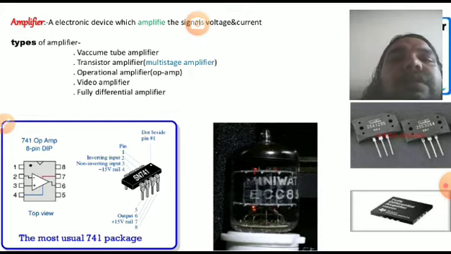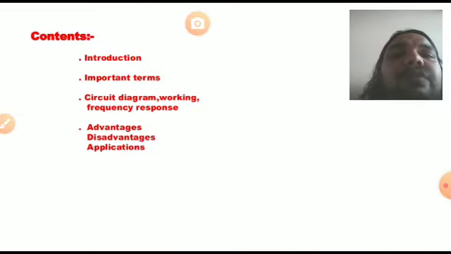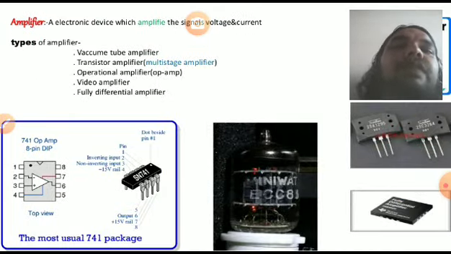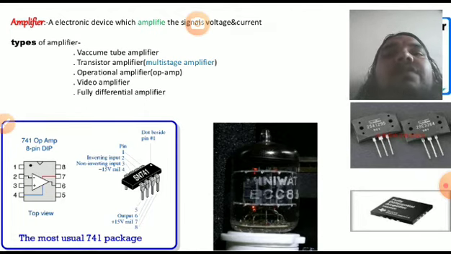The introduction is about the amplifier. What is an amplifier? An amplifier is an electronic device which amplifies the signal, voltage, and current. When we give a small input current, we receive a larger output current. This is the amplification process.